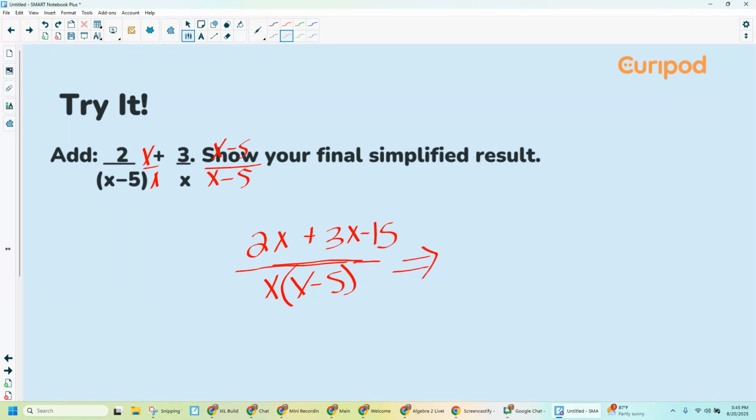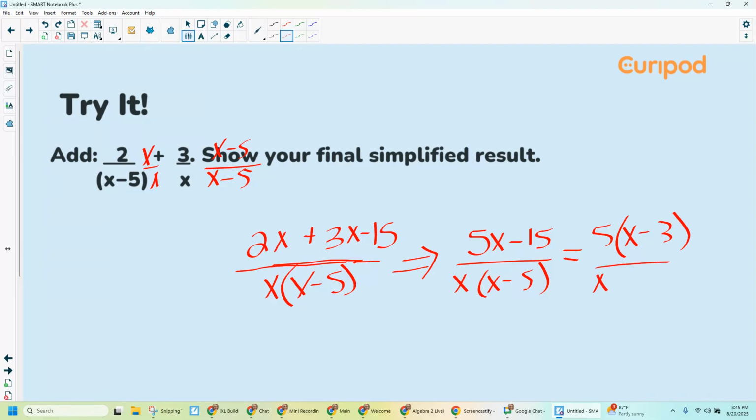So did you get that far? All right, now let's combine like terms, which would give me 5x minus 15 over x times x minus 5. Just to check it, I know I have a GCF on top. Let's take that out: 5 times x minus 3. Nothing's going to cancel out here, so I'm left with 5 times x minus 3 over x times x minus 5. How did you do? Did you do okay?